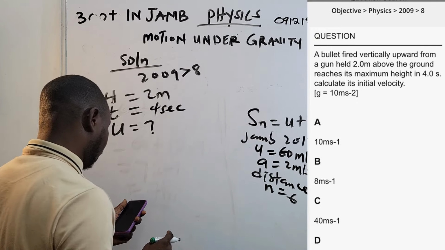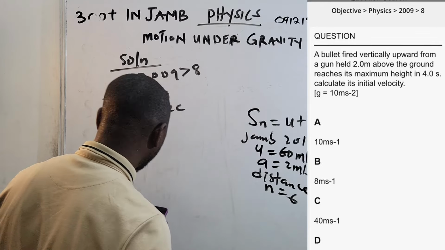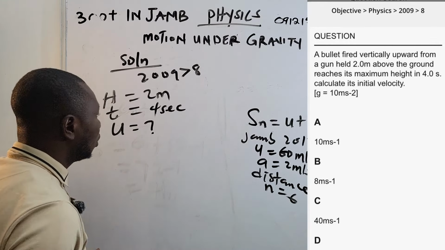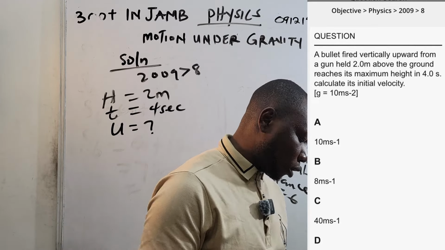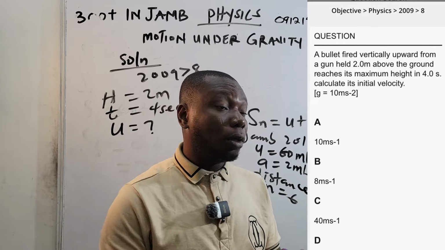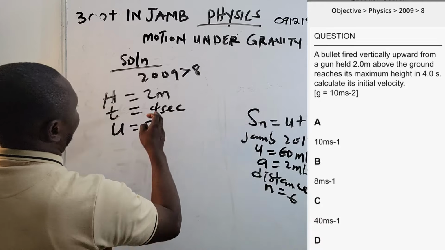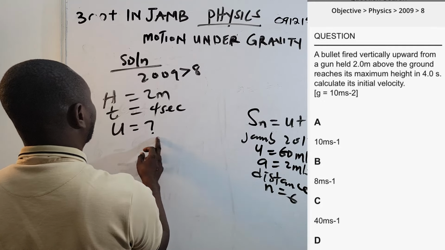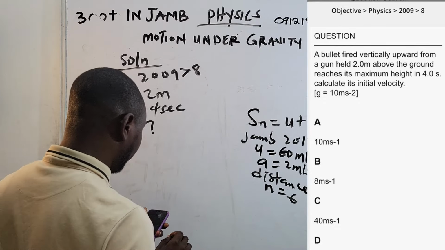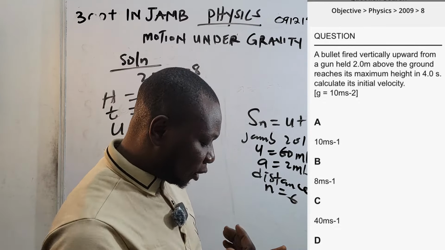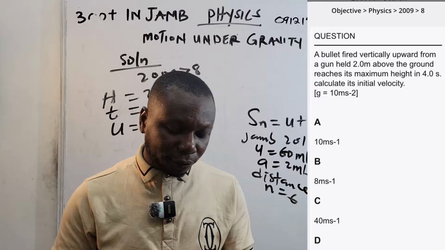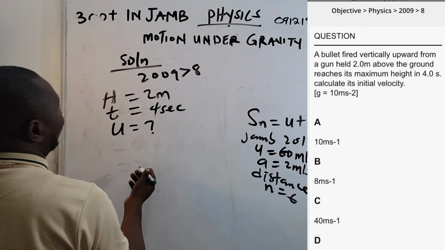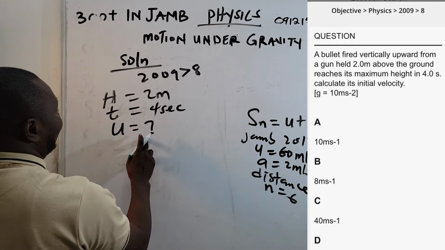So h is 2 meters and t is 4 seconds, and u is unknown. So what do we do? Now h is 2 meters, t is 4 seconds, initial velocity is unknown. You try to check which of these equations will work. First, what do we even have? We have h, we have t, we have u.